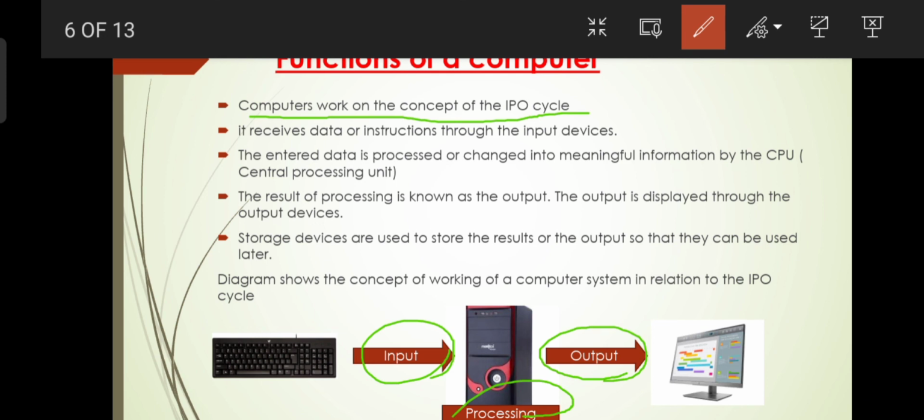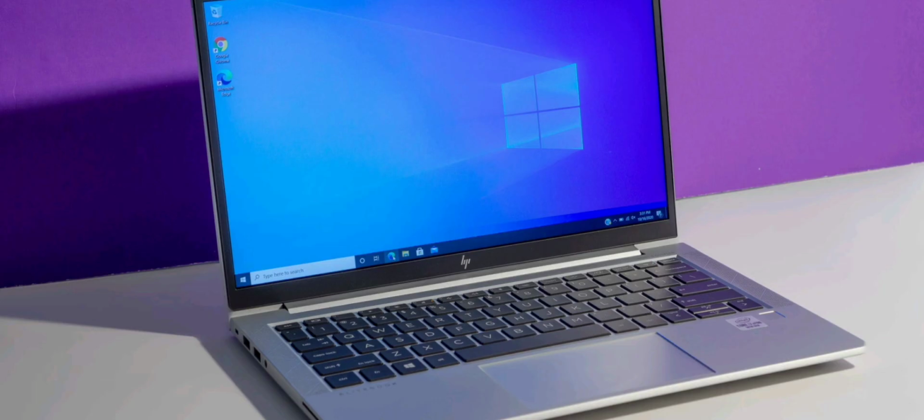So, once we enter data into the computer, it is termed input. Then it is processed by the CPU and sent to output devices like the monitor, printer, etc. in the form of output. So, computers work on the concept of the input processing output cycle, or IPO cycle. I hope it's clear for you.